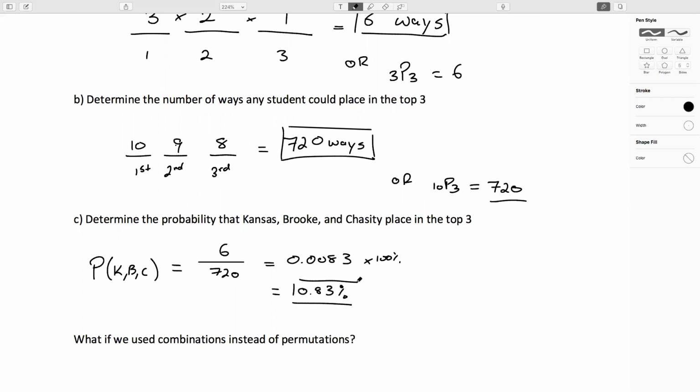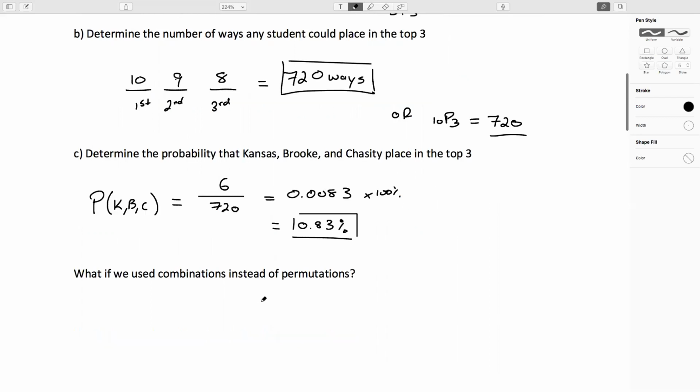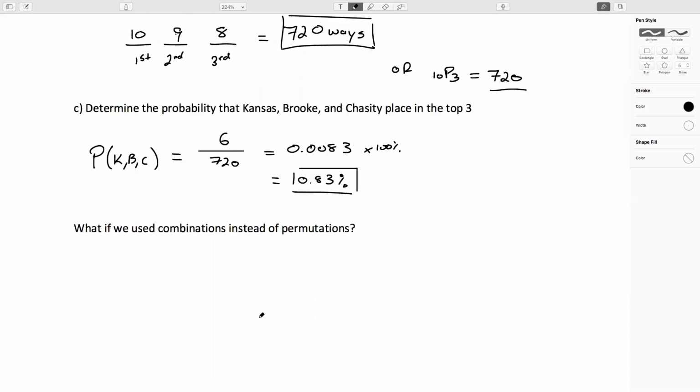So assuming that everybody is equally favored and there's no ringers and nobody's better at running than anyone else, the chances of getting all 3 of these people in the top 3 is less than 1%. There's a good chance we'll see 1 of them or maybe 2 of them, but all 3 is not as likely. What if we used combinations instead of permutations?